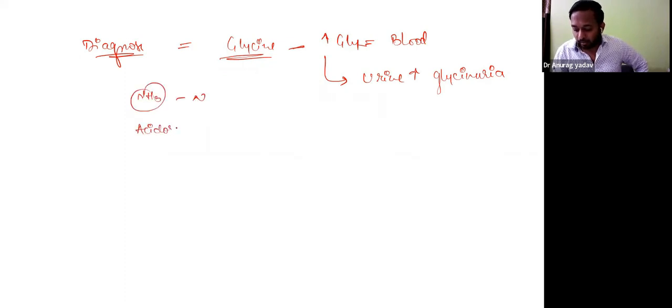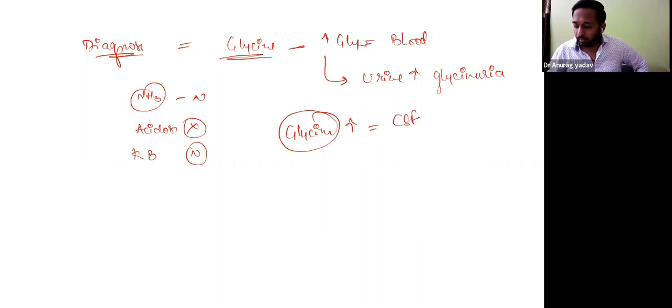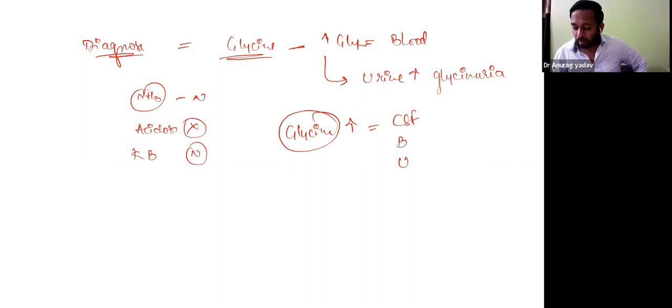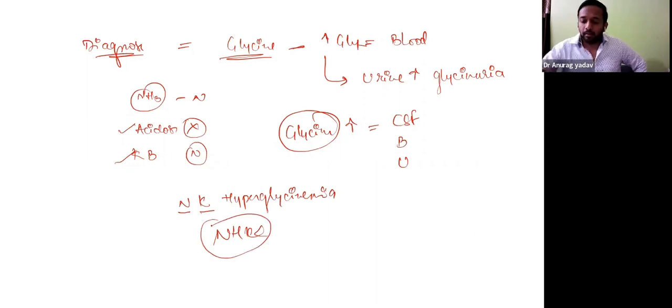Acidosis is not present. Ketone bodies are in the normal range. What is increased is only glycine, in CSF, blood, and urine. So that's why this disorder is called non-ketotic, because ketone bodies or acidosis are not seen. Non-ketotic. What is increased? Glycine. So it is called hyperglycinemia. That's why it's called NKH. Okay, NKH is the disorder.